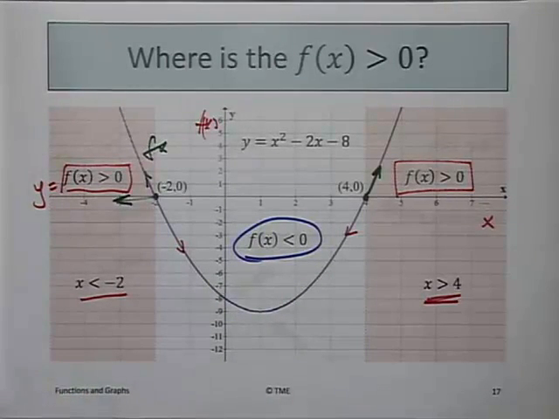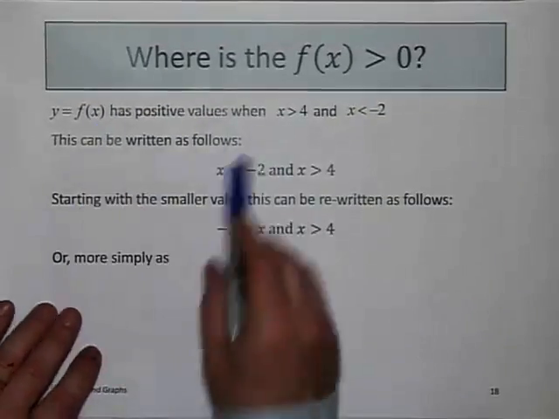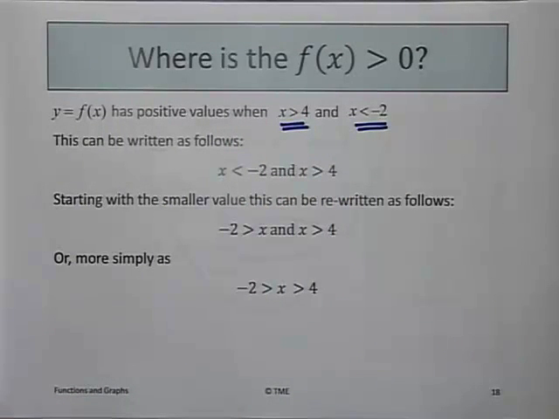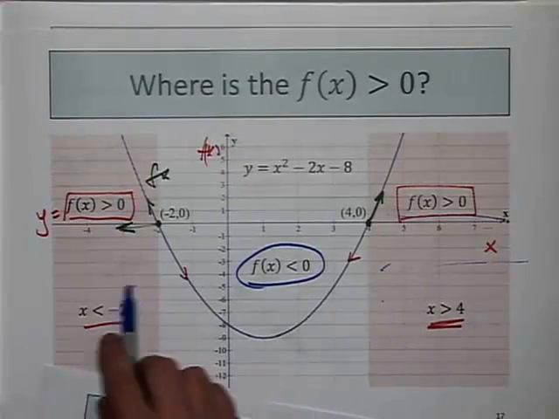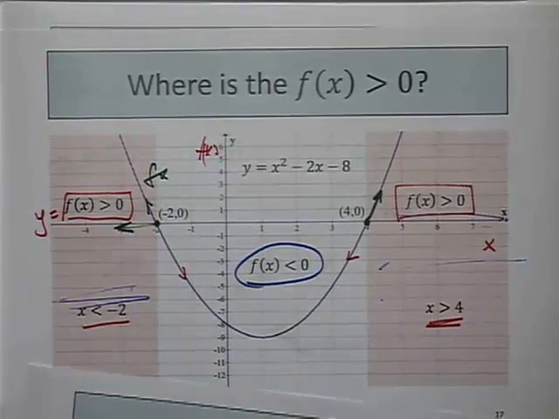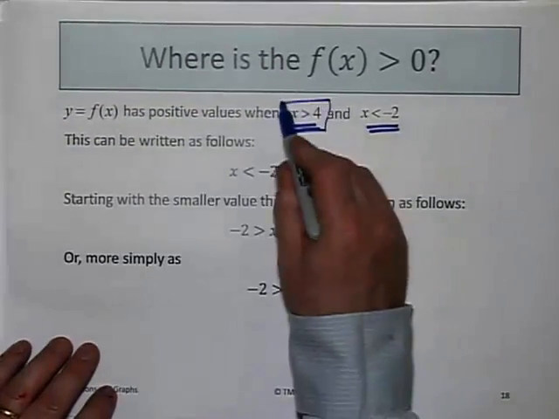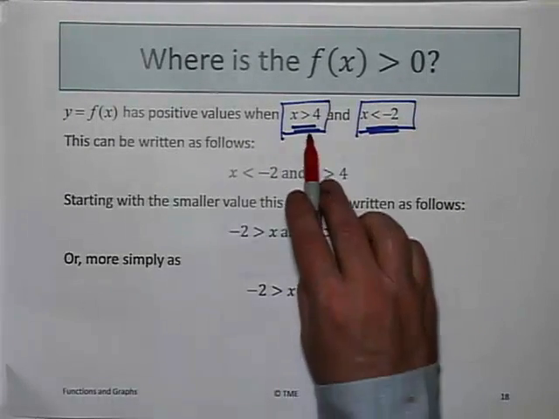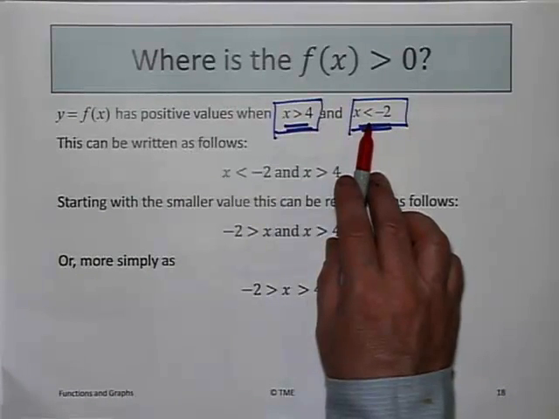So how do we draw that then? Well, how do we explain that algebraically? We say f(x) has positive values when x is greater than 4 and when x is less than minus 2. This section here, greater than 4, and this section here. But sometimes they want that as a single expression. You have this one, and you have this one. You've only one x, and you'd like to put them in order. You'd like it as a single line.